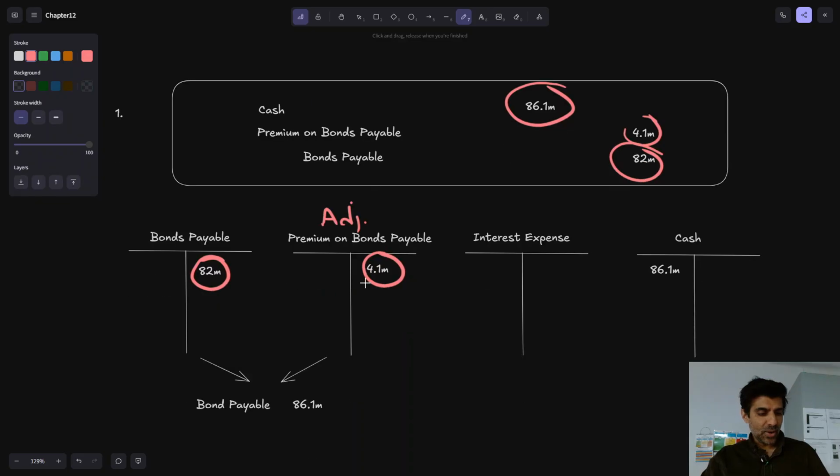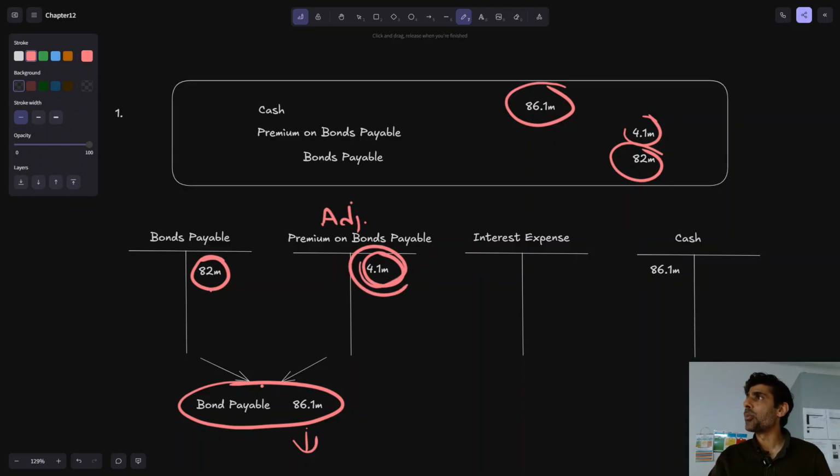Now, you can see here that the bond payable is going to be recorded higher, right? We're adding these two up, these two credit balances. So in the balance sheet, it's going to be above this, but this is going to actually go down because we're going to basically amortize this 4.1 million with debits, and it's going to go to 0 too. So this will actually converge down to 82 over time.